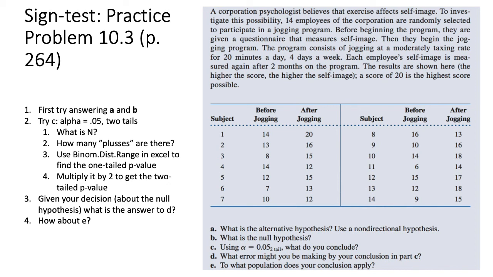We have results below, and the way we interpret these is in either the before or after jogging column. The higher the score means they have a higher self-image.